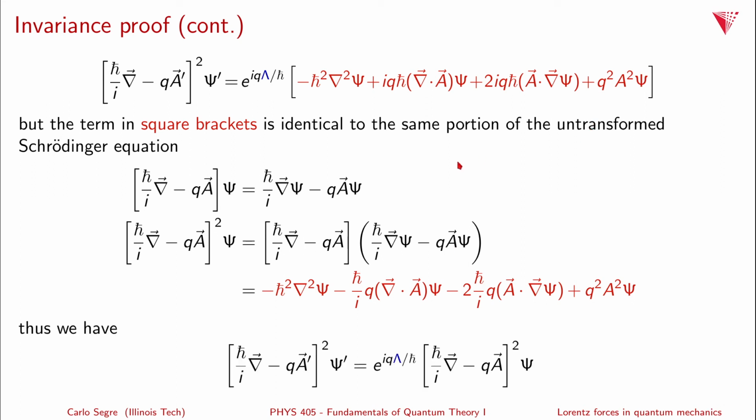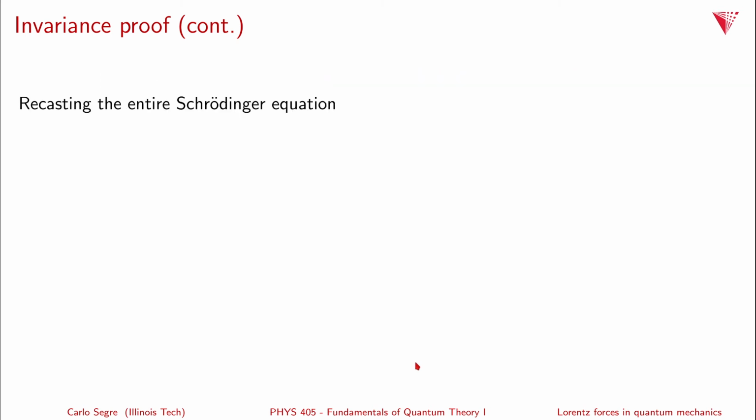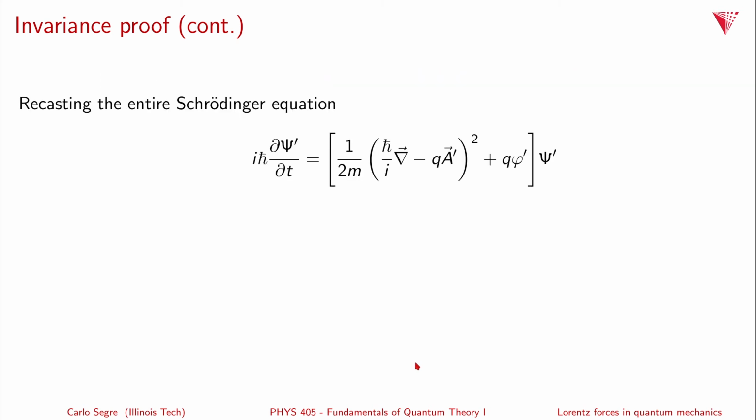Because of that, we can then write that (ħ/i ∇ − qA′) squared applied to ψ′ is equal to the same term without the primes times e^(iqλ/ħ). We can now recast the Schrödinger equation using this transformation. We've now figured out what this gives you. And now we have to apply it over on this side.